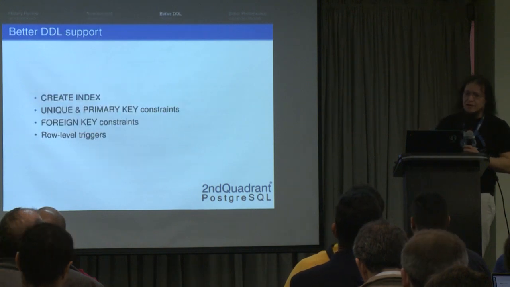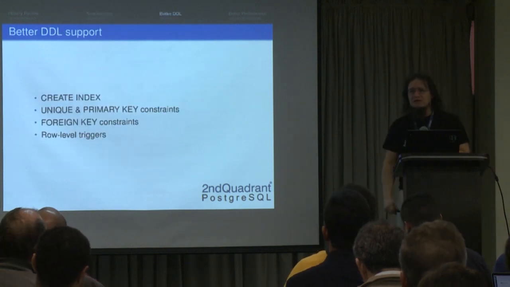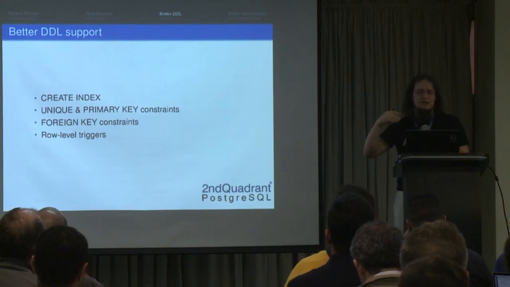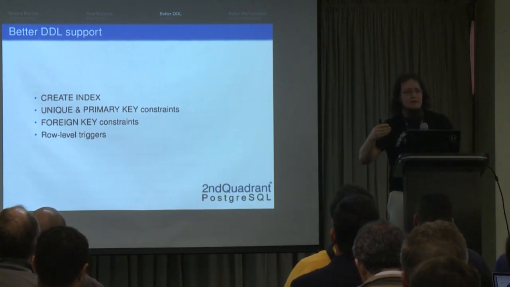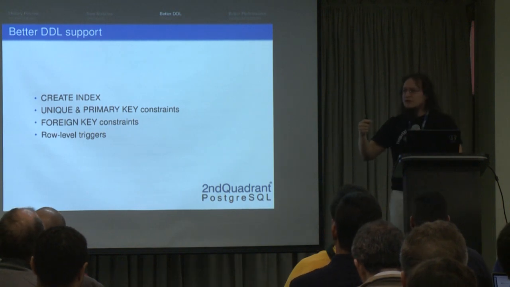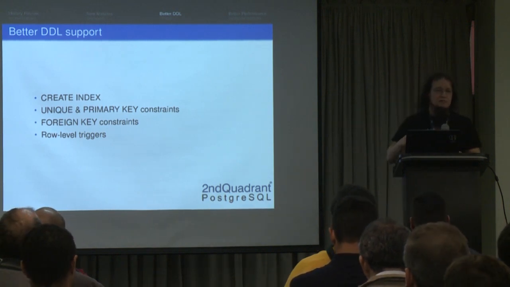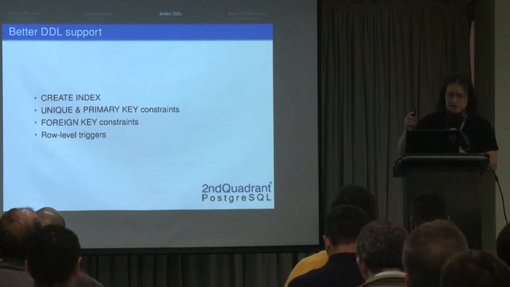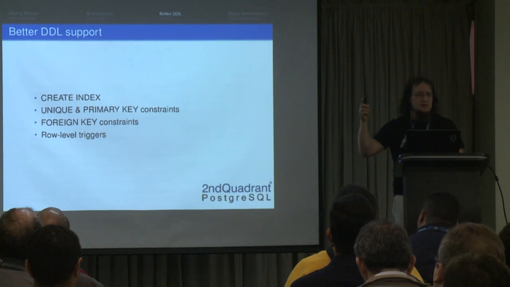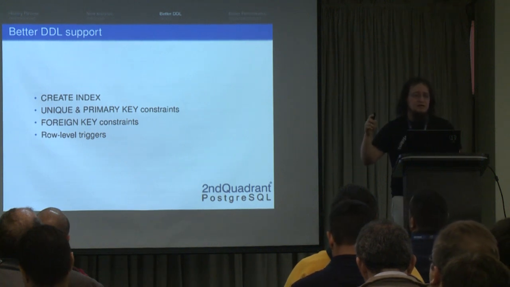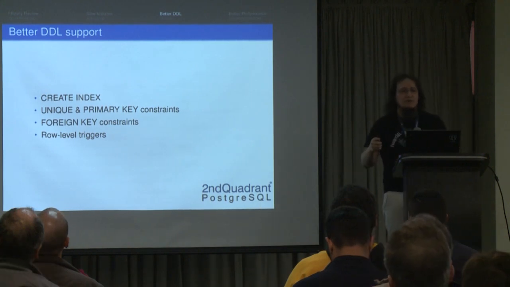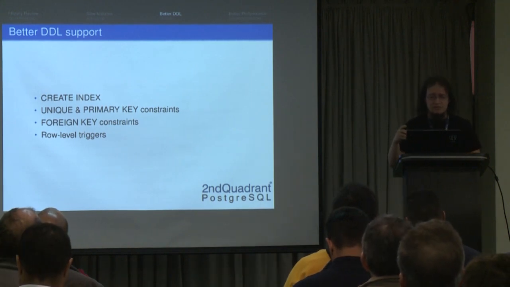Okay, so besides these new partition features, we now have some DDL features that used to work on regular tables and did not work on partition tables in Postgres 11. So these are the things that I worked on personally. You can now create index. You can now have unique primary key constraints. You can have foreign key constraints of a kind. And you can have row level triggers that you previously couldn't.